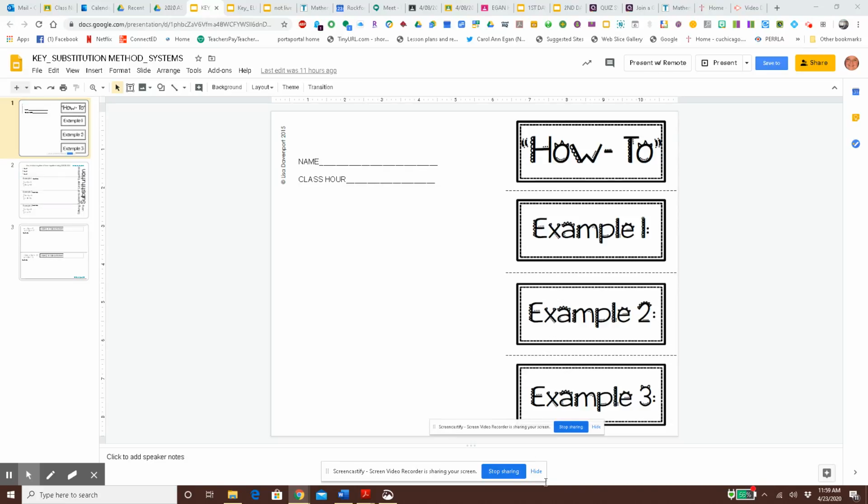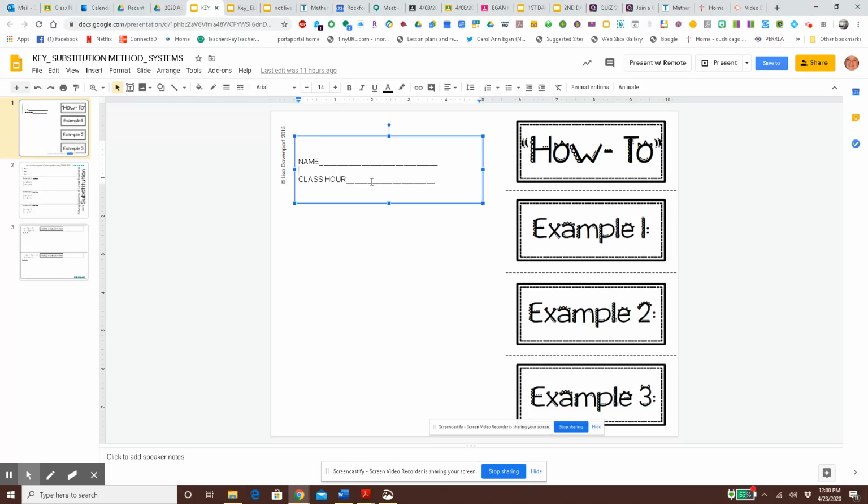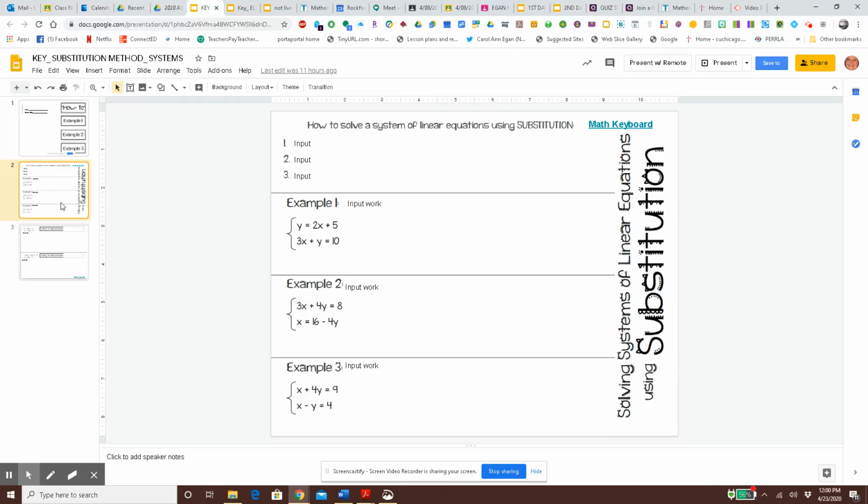So again, when we're done with this, I'm going to have you make a copy and save that in the folder that we should have created on our drive when we did the notes for graphing or volume, one of the two. But anyway, go ahead and put your name on here and your class hour, because you're going to save a copy for yourself as well as turn it in for a grade.